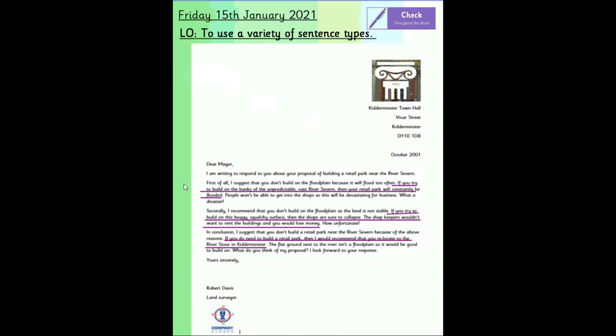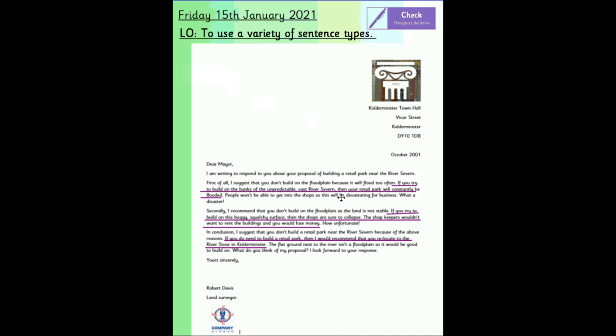Here they are. I've underlined them here in purple. There is one in each paragraph. What word does the if-then sentence start with? That's right, well done Year 4. It starts with if. If you try to build on the banks of the unpredictable vast River Severn, then your retail park will constantly be flooded.